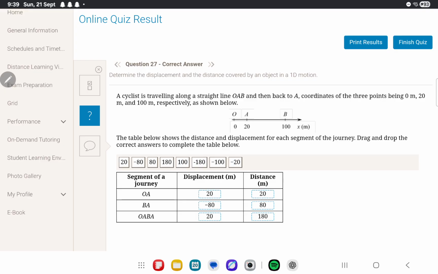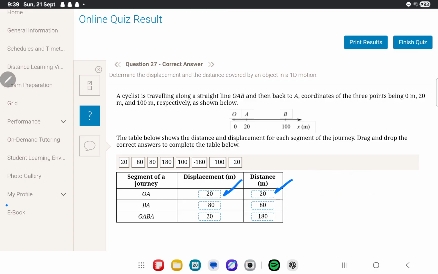Question 27. A cyclist is traveling along a straight line OAB and then back to A. The coordinates and the segments of the journey are given, but this is all useless to me. All I care about is this part. For OA, the displacement is 20 meters, and the distance is 20 meters. Again, when the motion is in one direction like this, the displacement is equal to the distance.